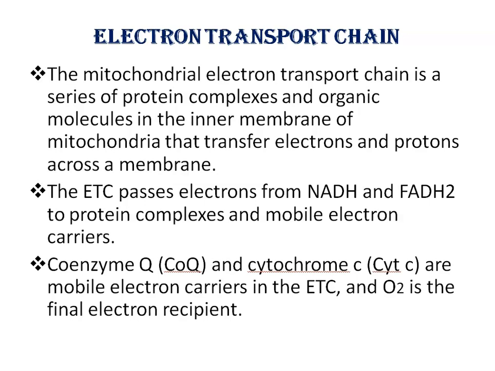So this mitochondrial electron transport chain is a series of protein complexes and organic molecules in the inner membrane of mitochondria that transfer electrons and protons across a membrane. The ETC passes electrons from NADH and FADH2 to protein complexes and mobile electron carriers. Coenzyme Q and cytochrome C are mobile electron carriers in the ETC, and oxygen is the final electron recipient.